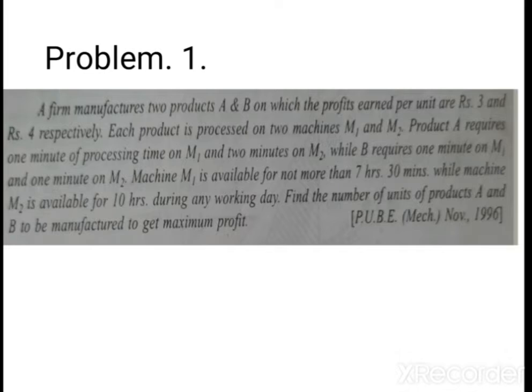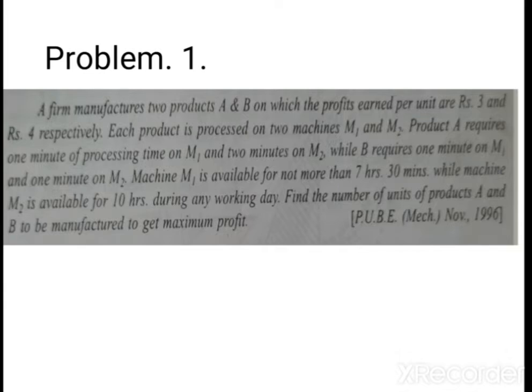while machine M2 is available for 10 hours during any working day. Find the number of units of products A and B to be manufactured to get maximum profit. See, this is a simple problem. Read this problem carefully, try to understand the situation, and try to find out the variables.